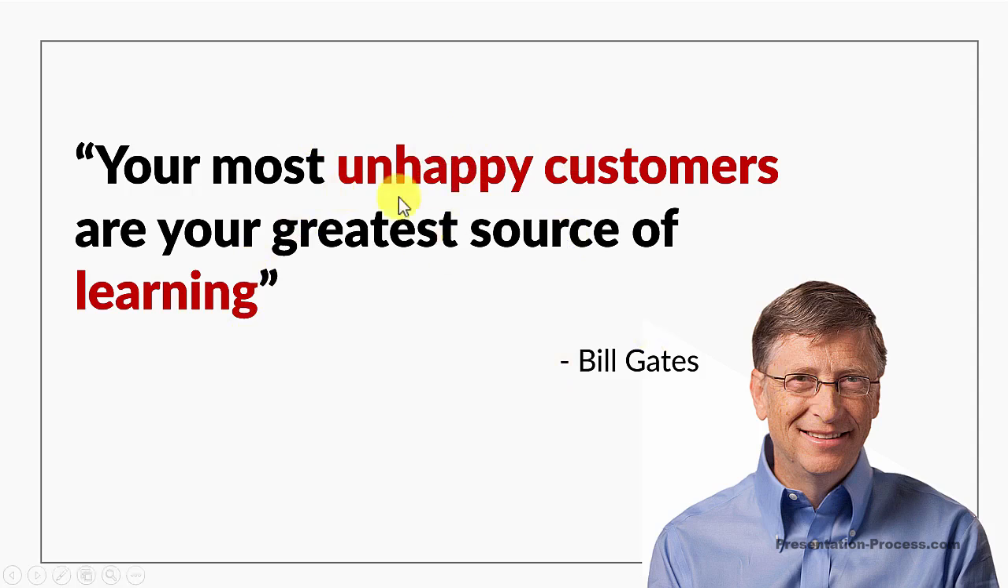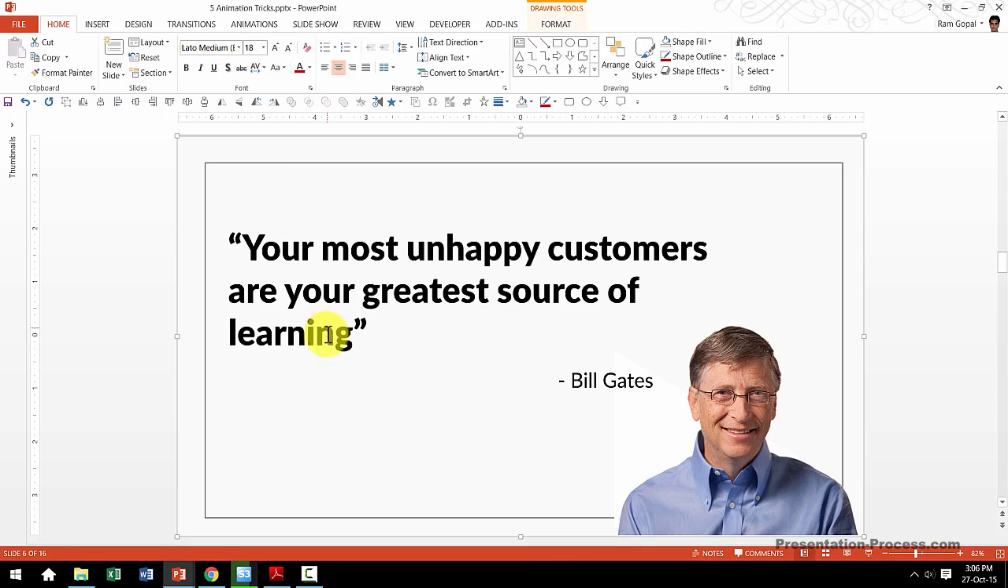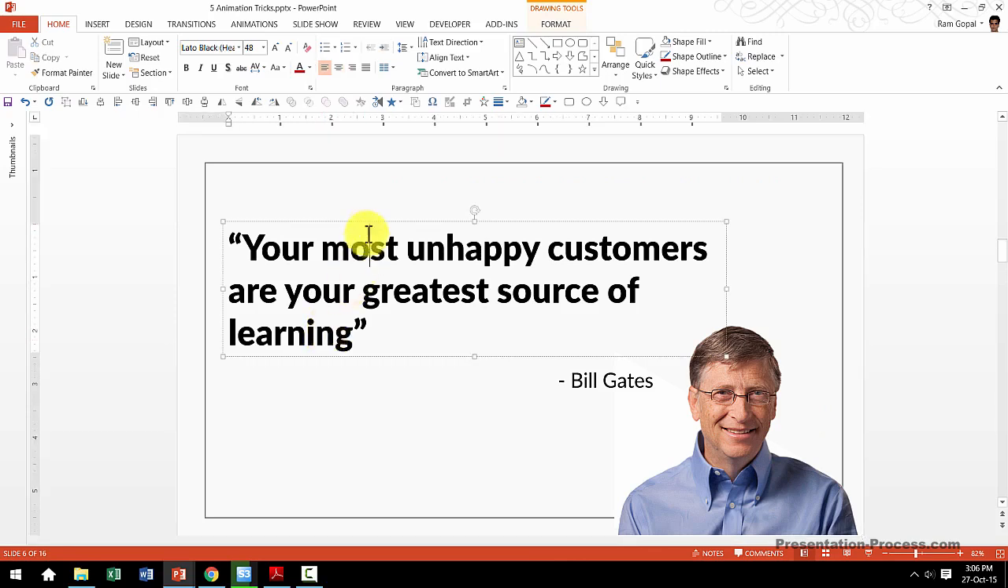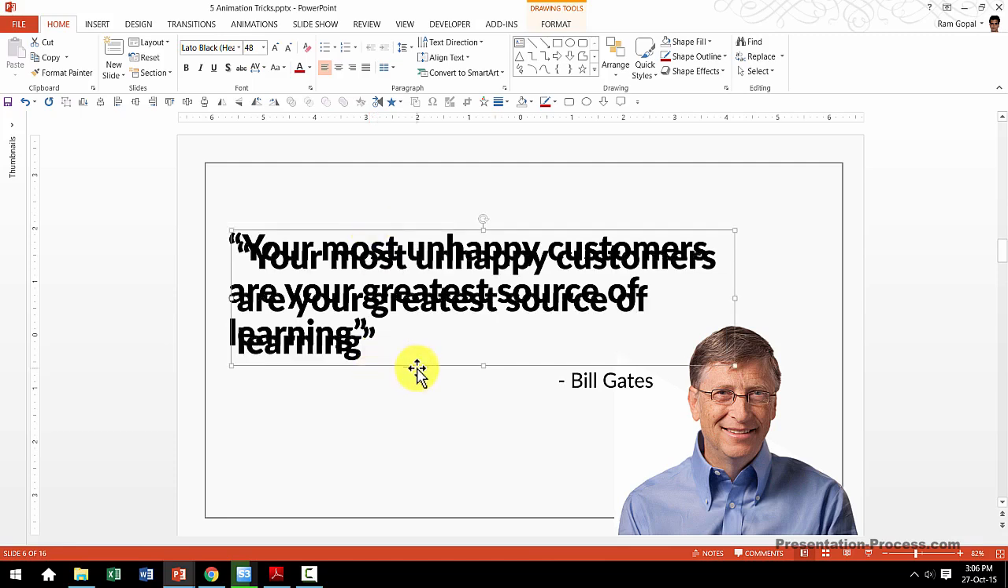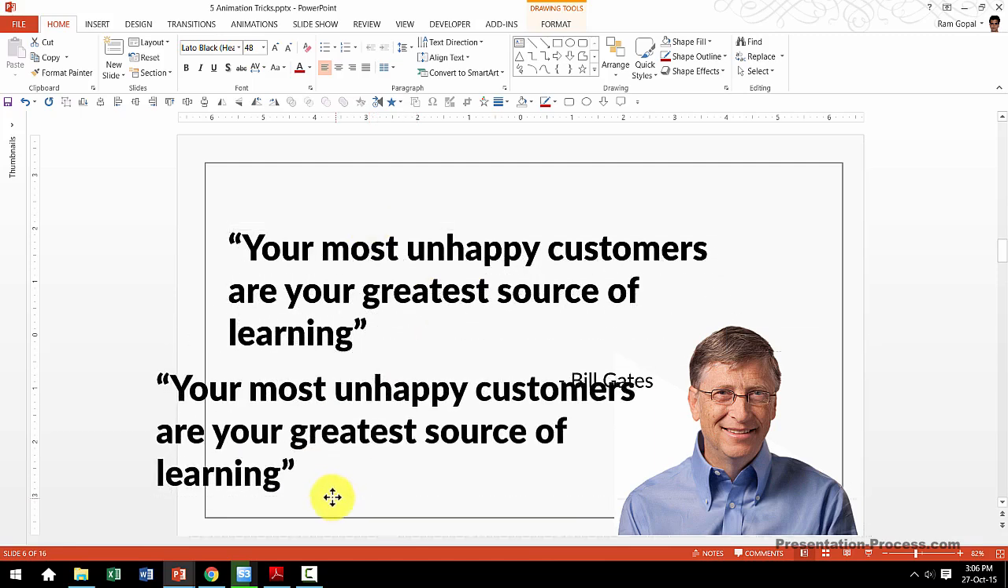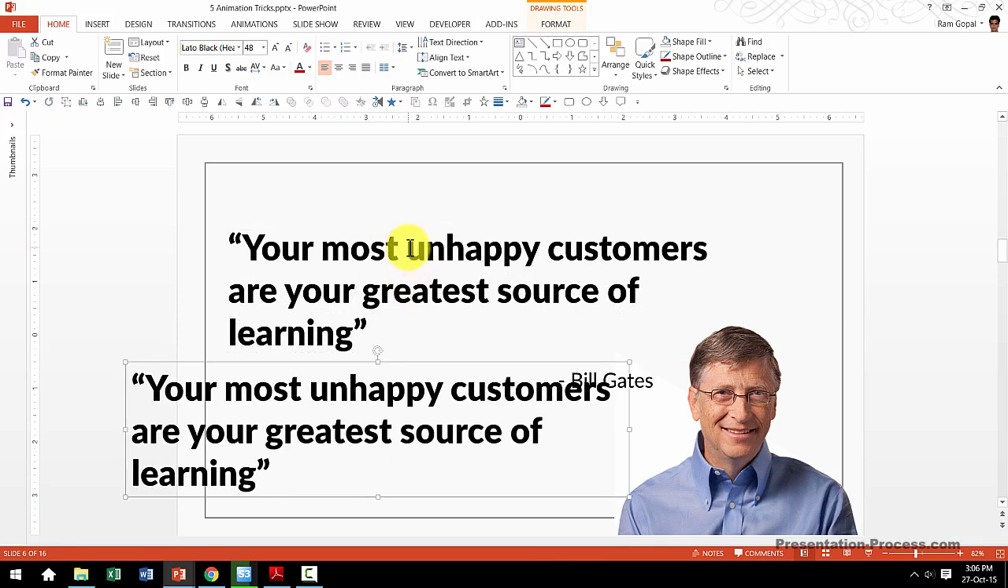Now, how did we achieve this beautiful effect? That is what you're going to learn now. This is the quote I'm going to work with. The first step is to select the text box, and I'm going to make a duplicate of this one. To do that, all I need to do is to press Ctrl D. Ctrl D is the shortcut for duplicate. Now I have a copy of the previous quote.